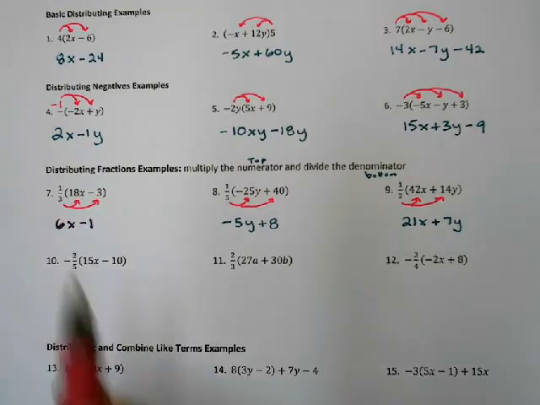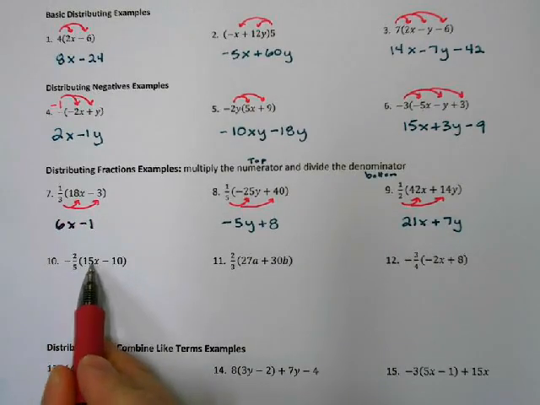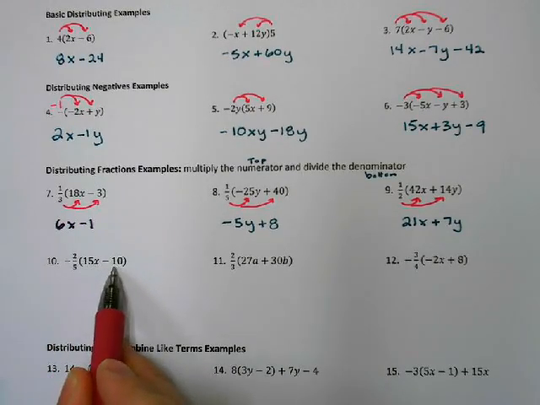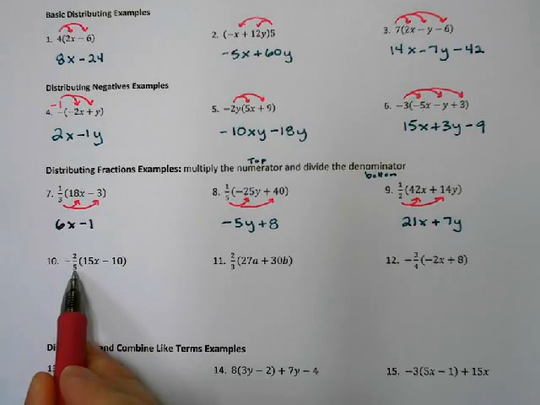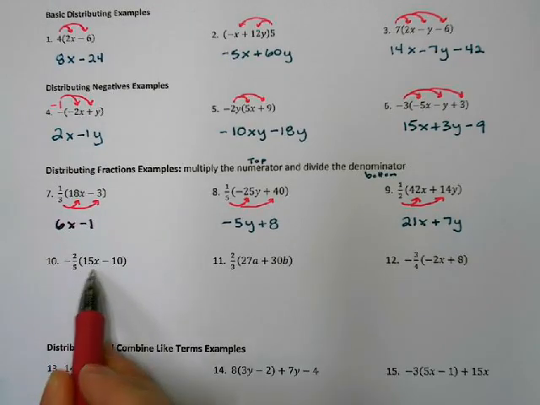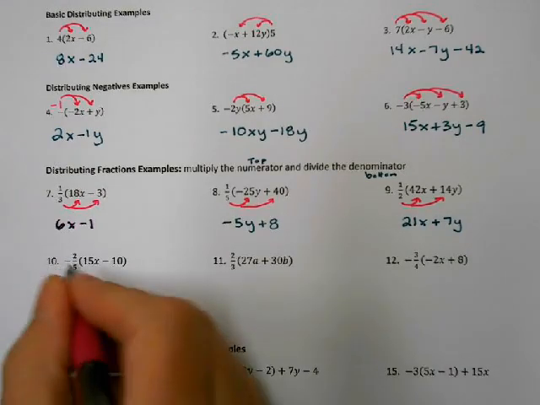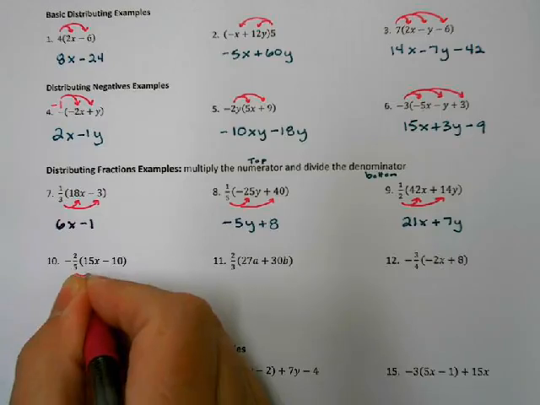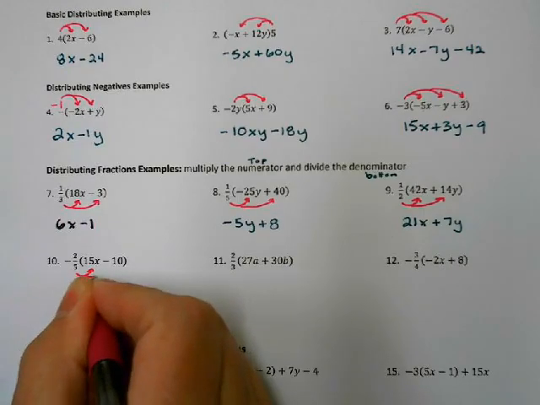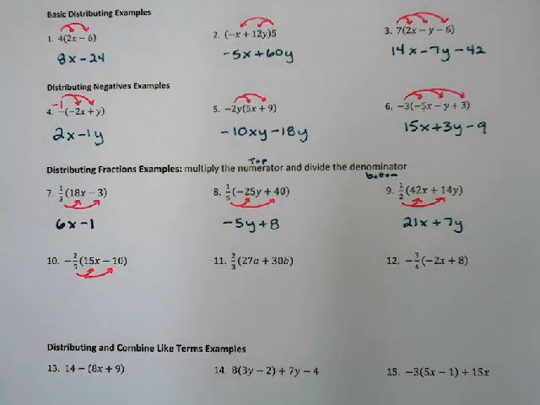What I like to do is I like to look at these two numbers and ask myself, will the 5, the denominator, go into both of these? In this case, the answer is yes. So if that happens, I will distribute the denominator or divide by 5 each time. So that's my first step.